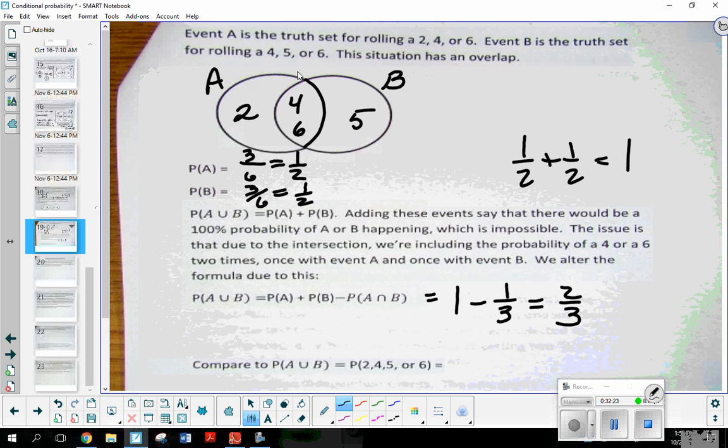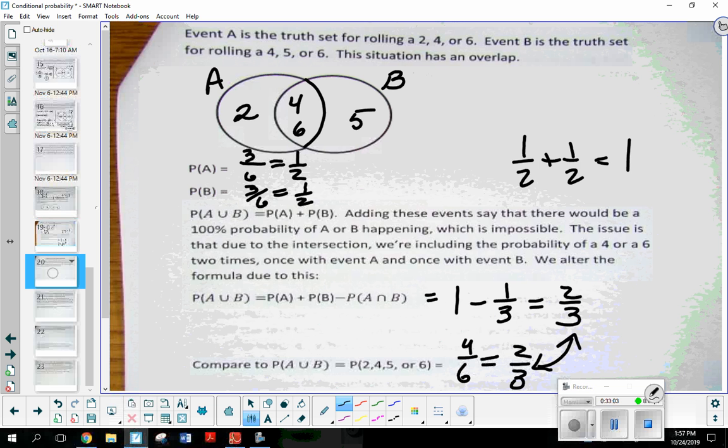What's the probability of rolling a 2, 4, 5, or 6? That's 4/6, which does become what? 2/3. See, now it matches up. So that's the key idea. When we're talking about mutually exclusive, that means they have no intersection, no common elements. If they are not mutually exclusive, there is an overlap, and you have to alter your formula just a little bit because of that. Questions?